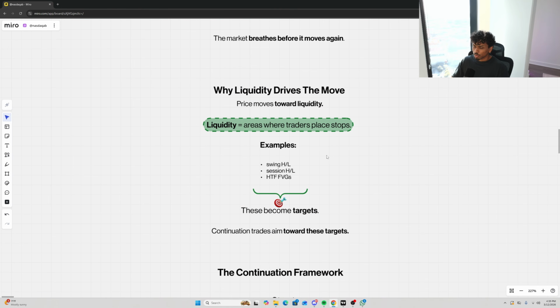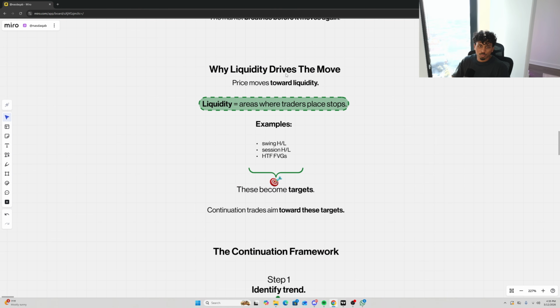So another thing that we need to focus on that is very, very important, okay? We need to focus on liquidity, specifically draws on liquidity as well. Price will overall move towards these draws on liquidity. Always, every single time, you will see price move towards points of liquidity. But what is liquidity specifically?